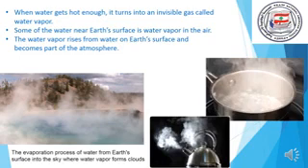To explain better how it becomes part of the atmosphere, look at the first picture. This is the evaporation process of water from Earth's surface into the sky, where water vapor forms clouds. Also, you can see a kettle. When the water becomes very hot, the water vapor gets out of it. So you can see water vapor also in your kitchen.